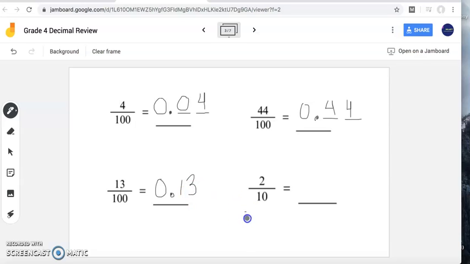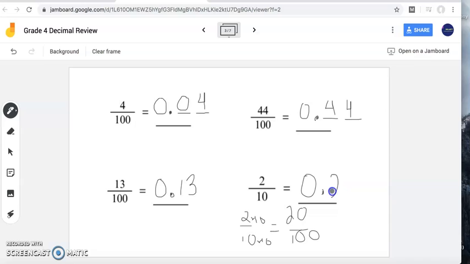Now we have 2 tenths, and we learned that 2 tenths is equivalent to 20 hundredths. And we can represent and prove that this is true because we can multiply my numerator and denominator both by 10. So if I did 2 times 10, that's going to show me that I get 20. If I did 10 times 10, I'm going to get 100 as my new denominator. Now notice when I multiply both my numerator and denominator by the same number, it helps me determine and find an equivalent fraction.